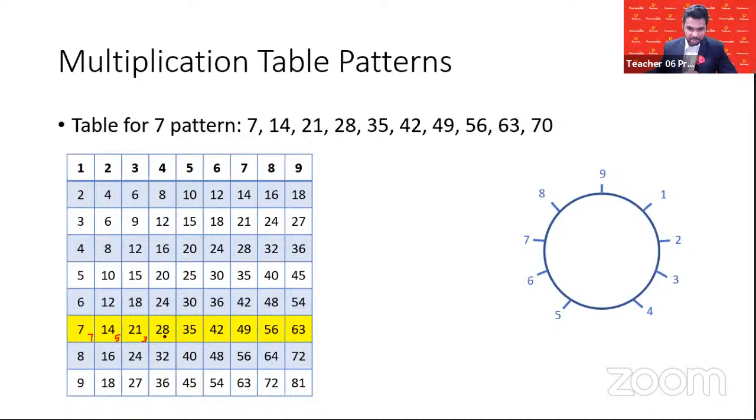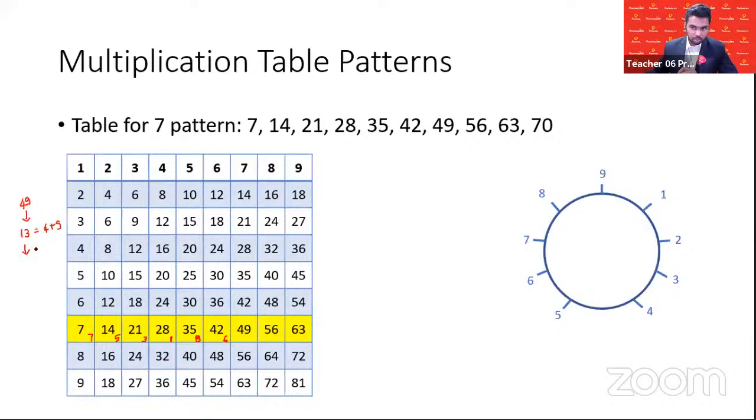Digit sum of 28, you should be a little bit careful. What is 28? 2 plus 8, 10. But the digit sum is 1. 35, it is 8. 42, it is 6. 49, 4 plus 9 is 13. But the digit sum is 1 plus 3. So let me explain that once again. 49 has a sum of 13. You add 4 plus 9.